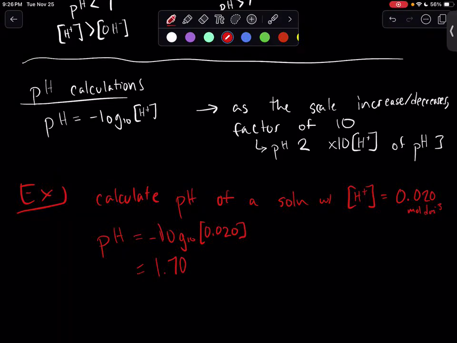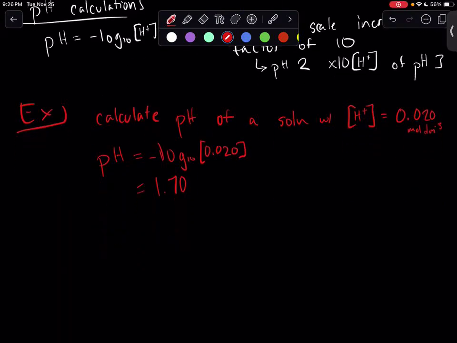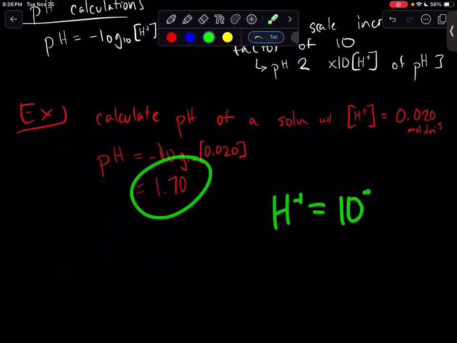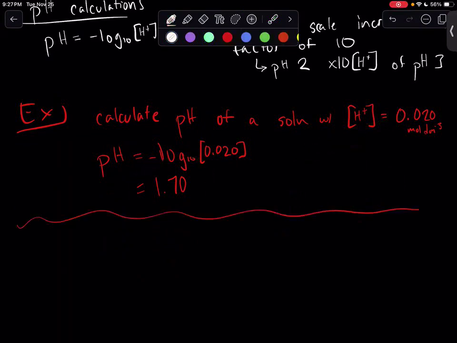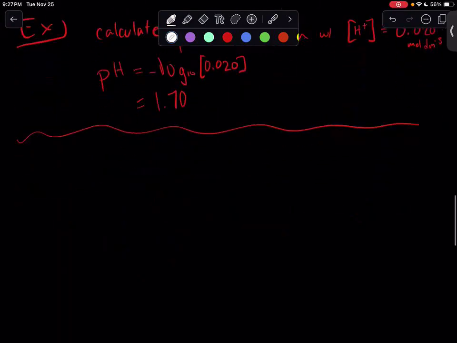We could do the inverse, where if we have a 1.7 pH, we could plug it into H plus concentration is equal to 10 to the minus pH, and we would just get the same number right here, 0.020. All right, so that's how we use the equation. It's literally just plug your values in. So what else do we do when we're talking about pH?